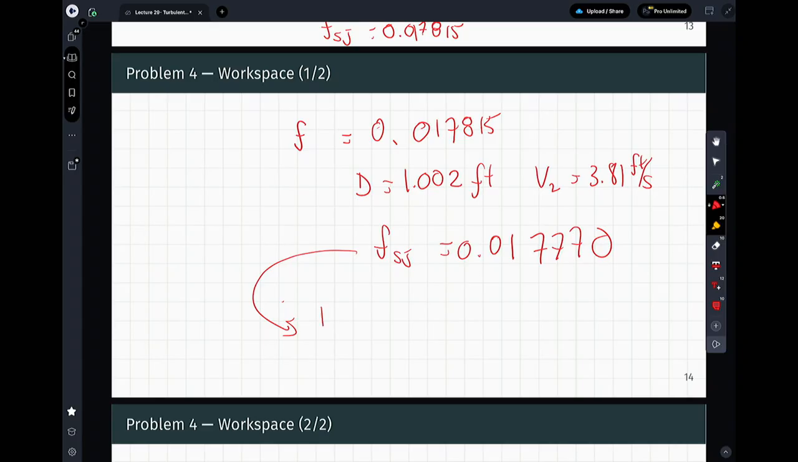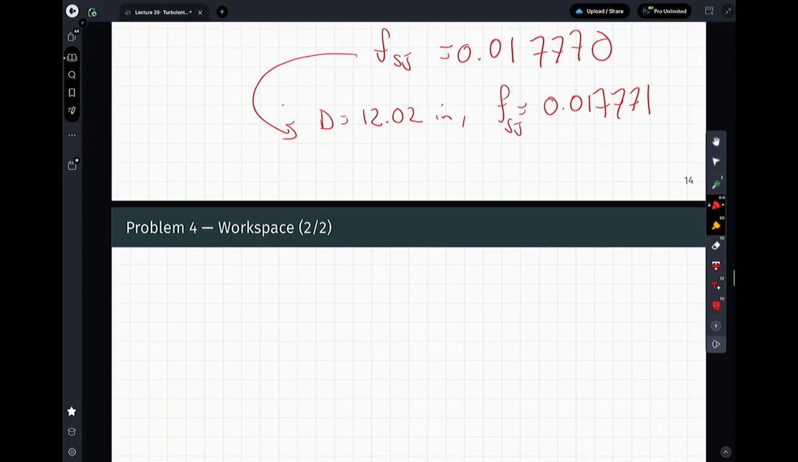And if you do that, you end up with D, which is equal to 12.02 inches, and f of Swamee-Jain, which is equal to 0.01771, which is a converged value. So you have a diameter which is 12 inches. And hf for that is calculated out to 4 feet, and diameter equals 12 inches. So that checks out. That's good.